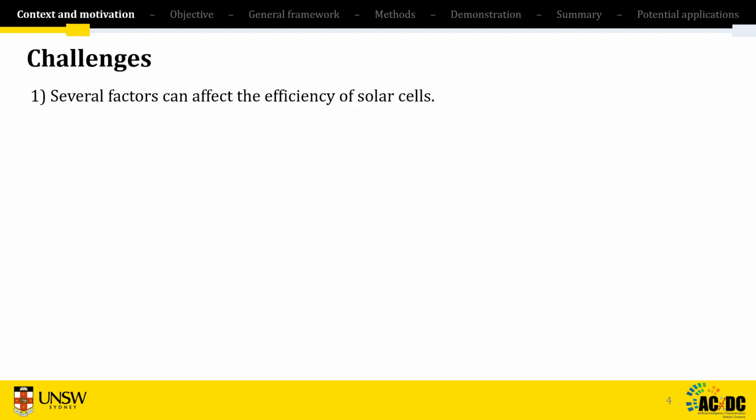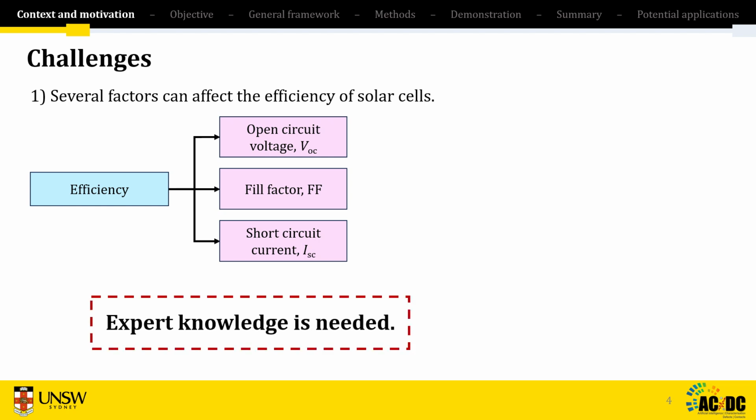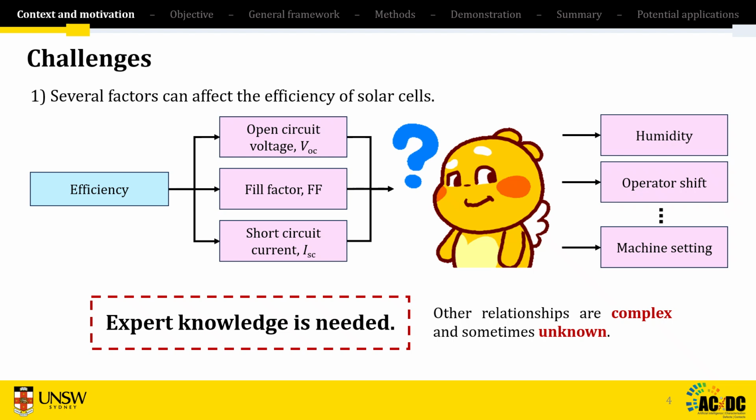First, several factors can affect the efficiency of solar cells. Some, like the open circuit voltage, have well-known relationships with efficiency, but for many other parameters, expert knowledge is needed, as their relationships are complex and sometimes unknown.